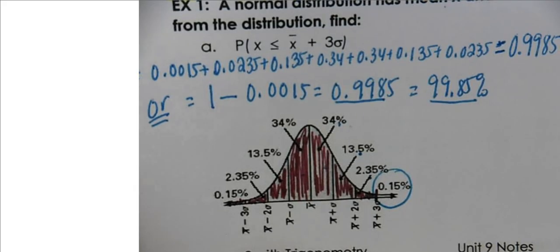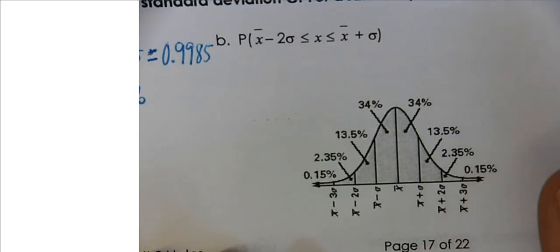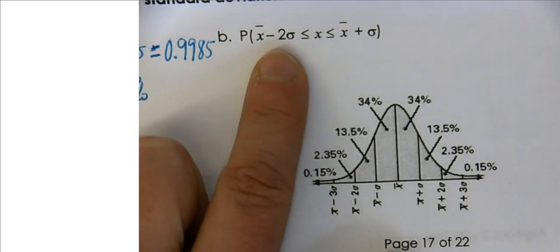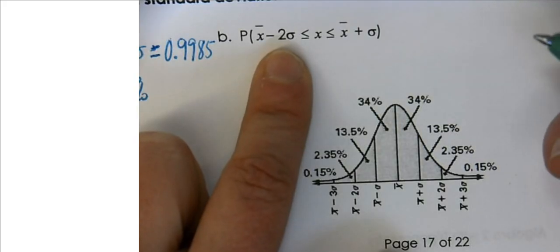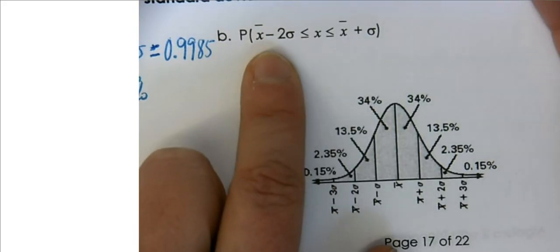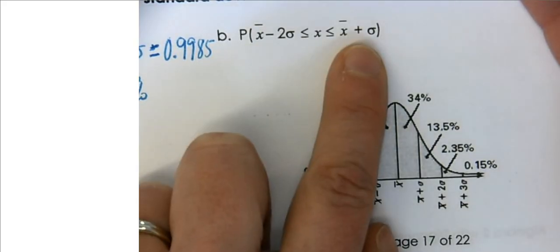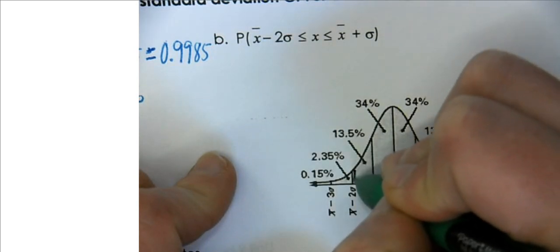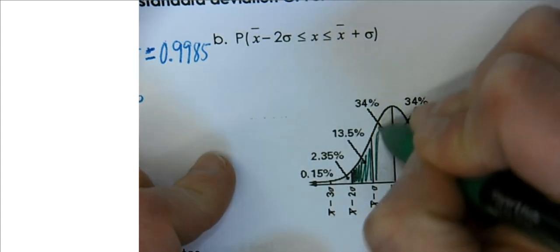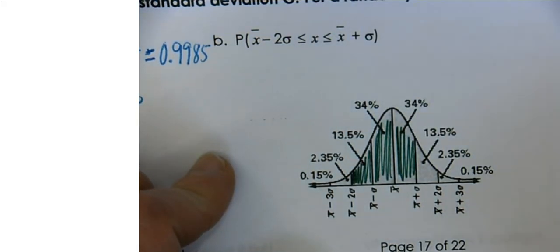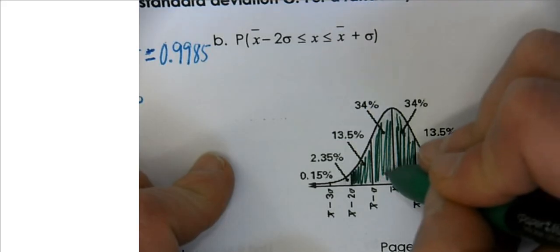All right, let's go ahead and look at letter B. In letter B, we want to find the probability that X bar is in between 2 standard deviations below the mean, and so that our X data value is in between 2 standard deviations below the mean and 1 standard deviation above the mean. So where we are looking is we want in between 2 standard deviations below the mean, which is all of these spaces, going all the way up to 1 standard deviation above the mean. So these are our spaces that we're going to be adding together.